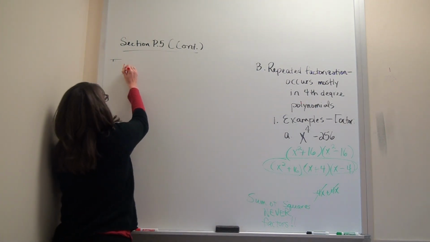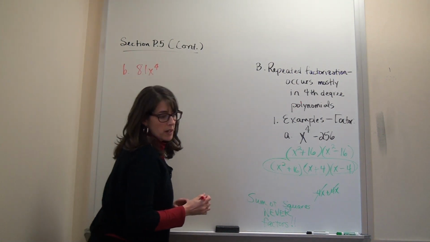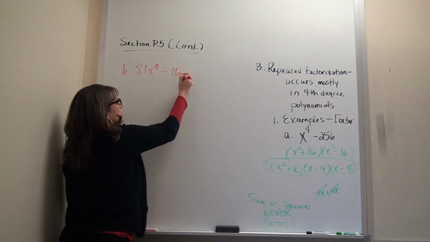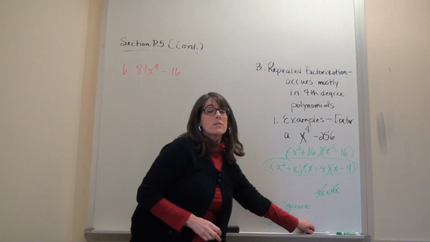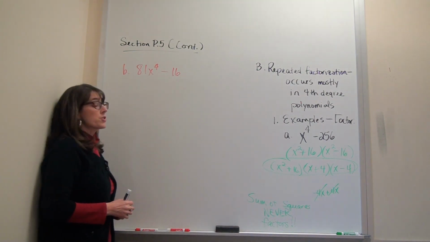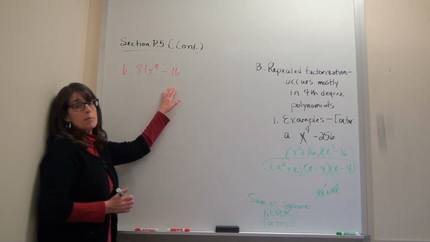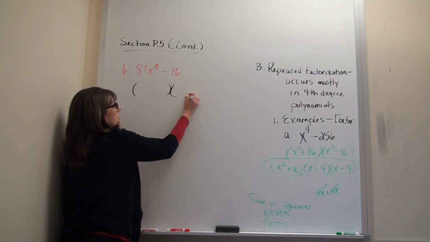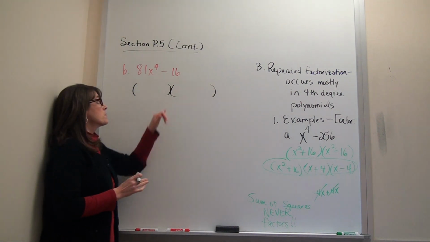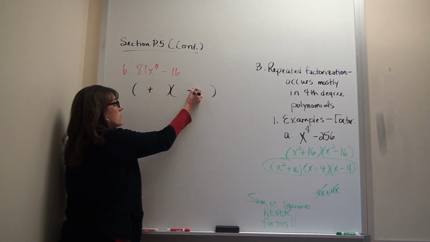So let's try 81x to the 4th minus 16. Now again, when you factor, you should always look first to see if there's something common that you can divide out before you do anything else. There's nothing common to both of these. So I know I'm headed for that double parentheses. I know that this back sign here, because it's a minus, tells me my signs are opposites.